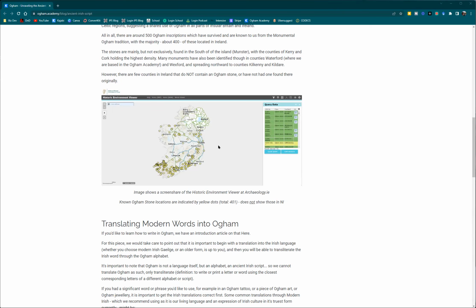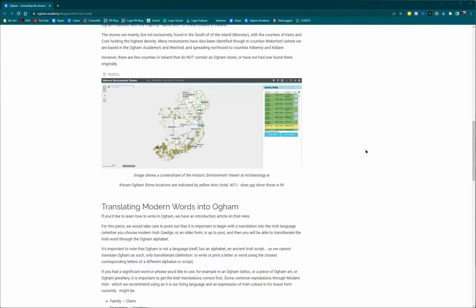So there's an image here which shows a screen share of the Historic Environment Viewer at archaeology.ie. And the known Ogham stone locations are indicated by yellow dots to a total of 401, but that does not show those in Northern Ireland, which would be on a different archaeological map.